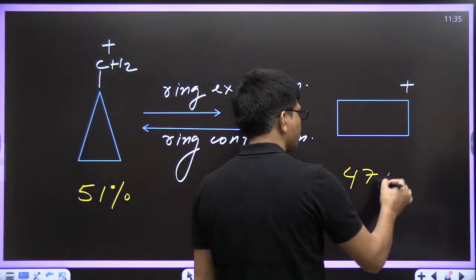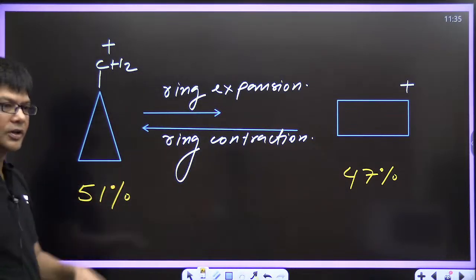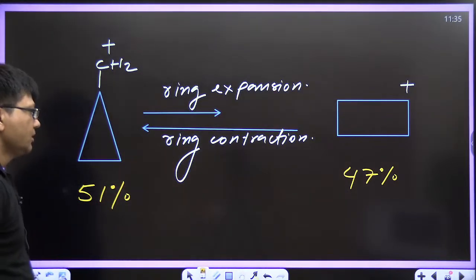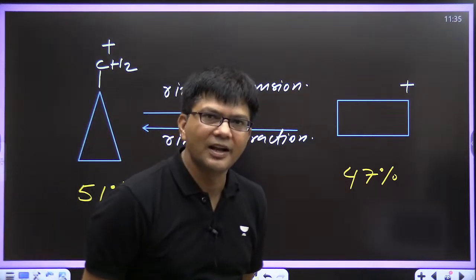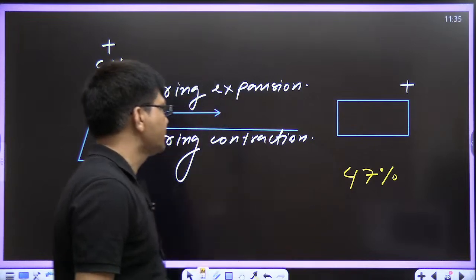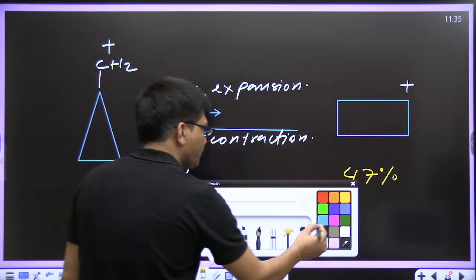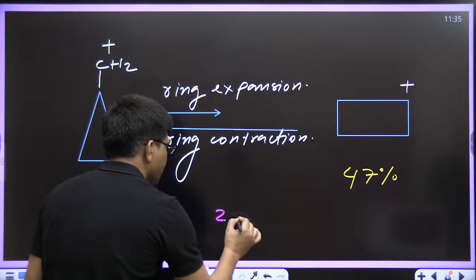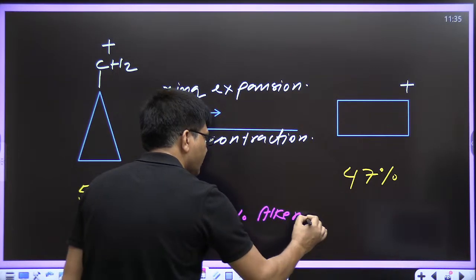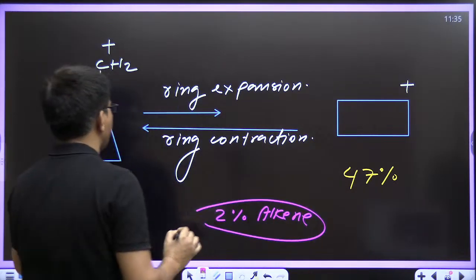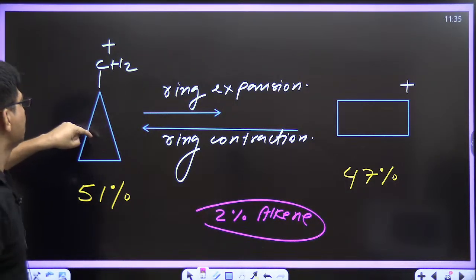Now kids, you must be thinking, sir, 51 plus 47 is how much? Only 98, so 2% is still left. Where has the 2% gone? 2% is the elimination reaction, 2% is alkene. So what do you think? The equilibrium is lying more toward this side, and that side equilibrium lies more toward this side.